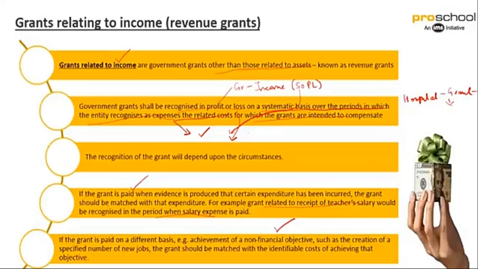such as the creation of a specified number of new jobs, the grant should be matched with the identifiable costs of achieving that objective.